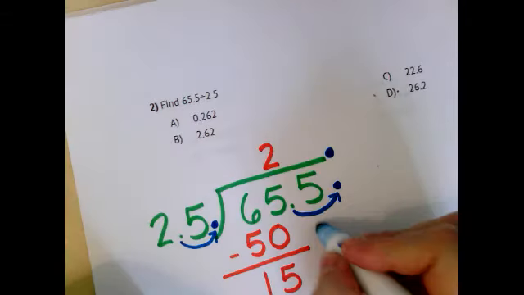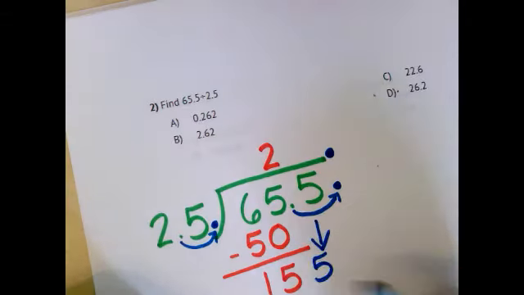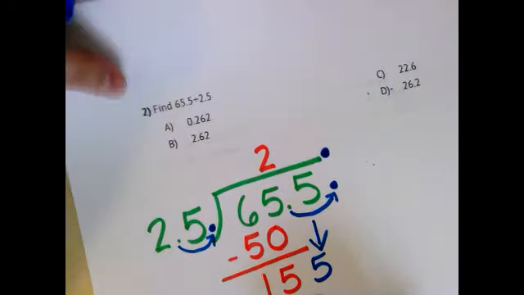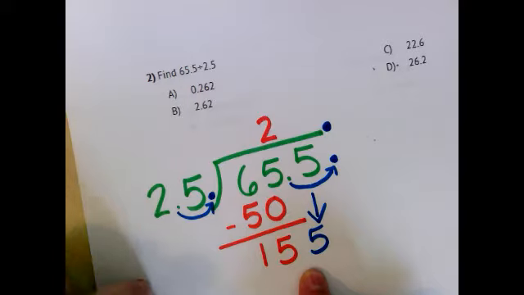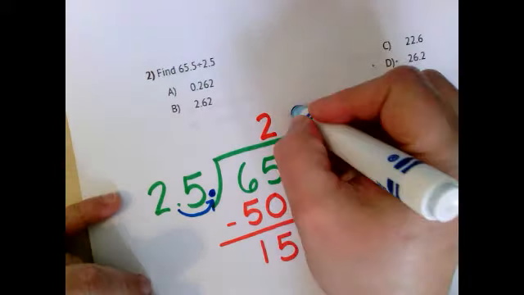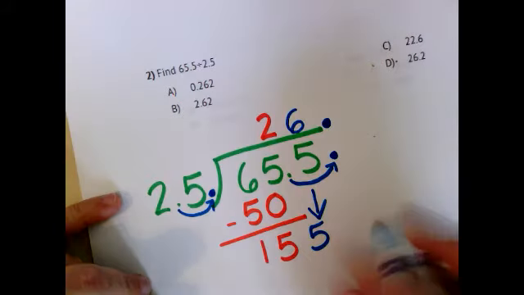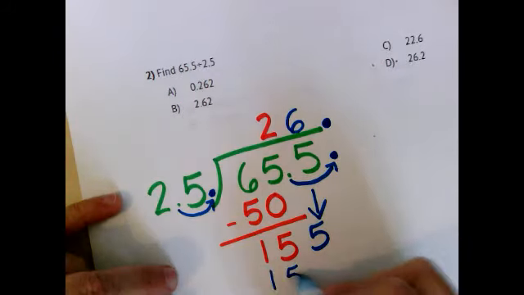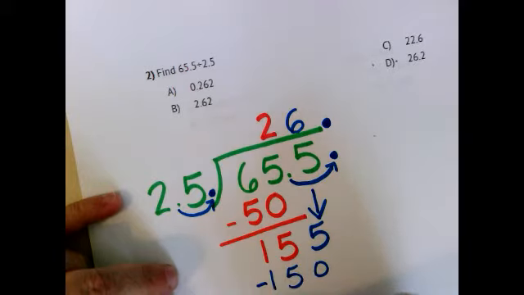So now I'm going to bring this extra 5 down here, and I'm going to say 25 goes into 155 how many times? Well, I can think about this like quarters, and I know that it's going to go 6 times. So 6 times 25 would actually give me 150 and leave me 5 left over.